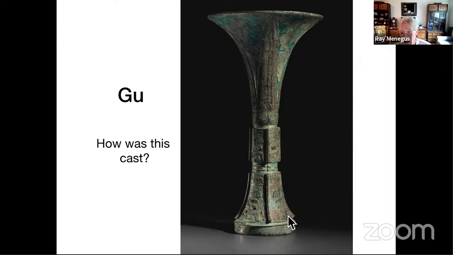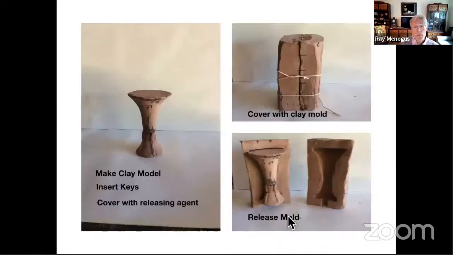So how did they execute these decorations? How did they come to make these wine goblets? And as you know, the wine is millet wine, not grape wine. So we're asking the question, how was this made? How was this cast? And so I'm going to take you through my mock-up of how they did this.